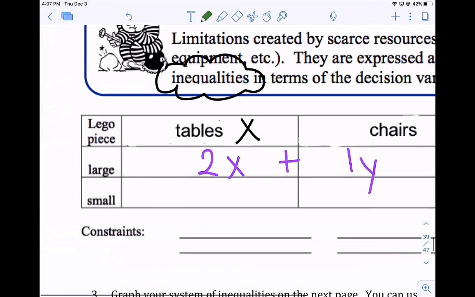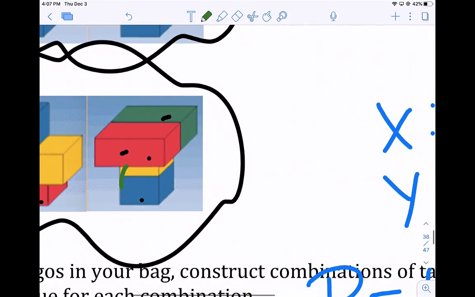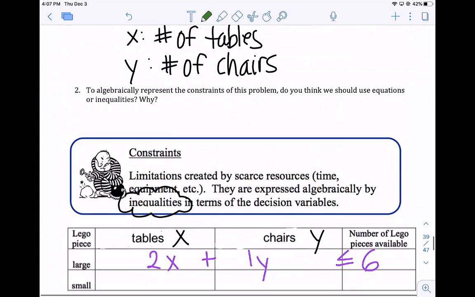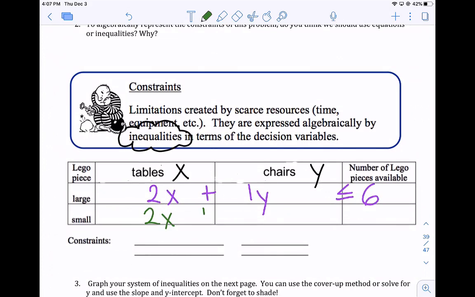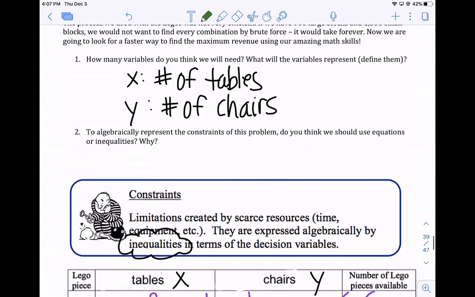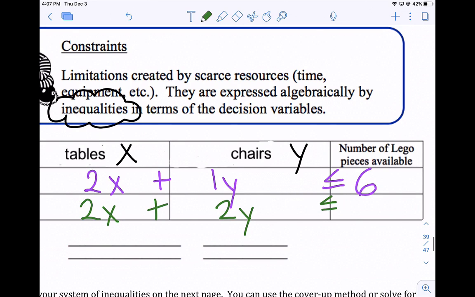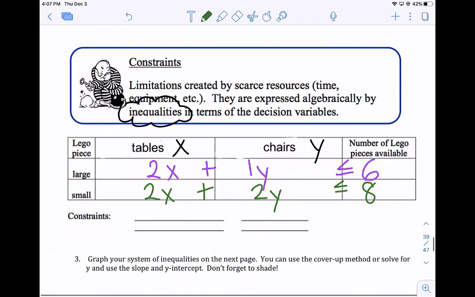All right, our other resource was the small pieces. How many small pieces did it take to make a table? It took 2 small pieces to make a table. So 2 small pieces for every table. How many small pieces for a chair? Again, it was 2. 2 small pieces per chair. And our constraint was holding us back as we can use up to, but not more than, 8 pieces to make tables and chairs. So the small pieces, not more than 8 pieces. All right, so those are 2 of our constraints.